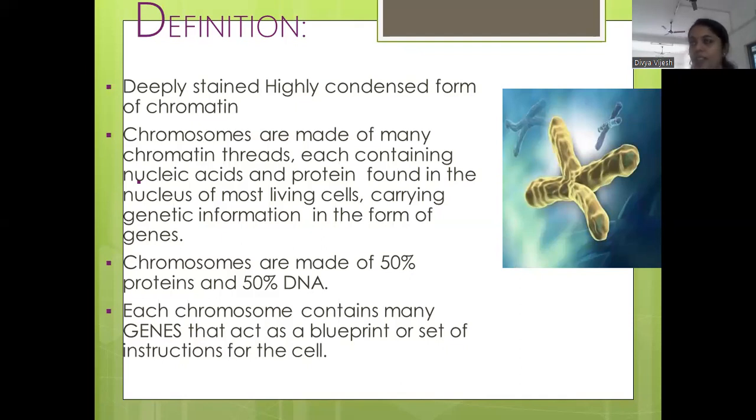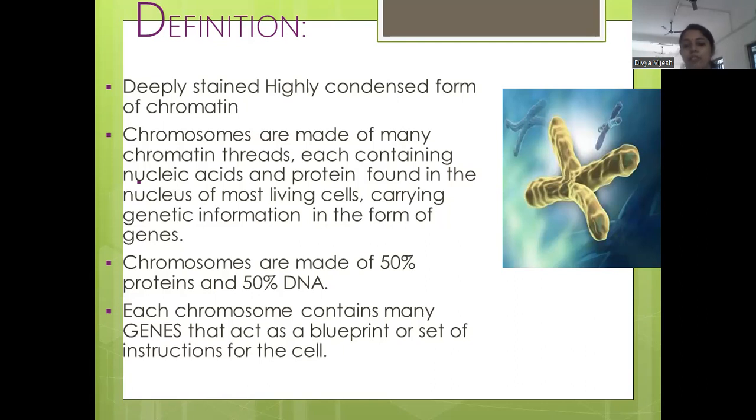So we have the nucleus, and in the nucleus there is the genetic material, right? And our genetic material is DNA, and the DNA is packed into chromosomes, right? And the chromosomes are the deeply stained, highly condensed form of chromatin. And these chromosomes are made of many chromatin threads, each containing nucleic acids and protein found in the nucleus of most living cells, and it carries the genetic information in the form of genes, right?